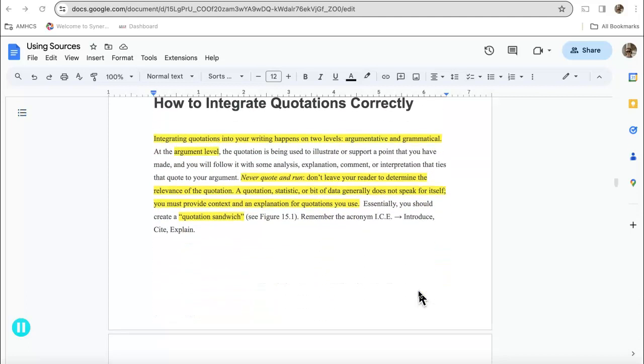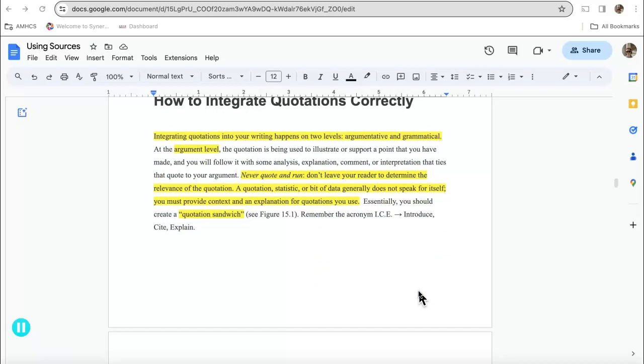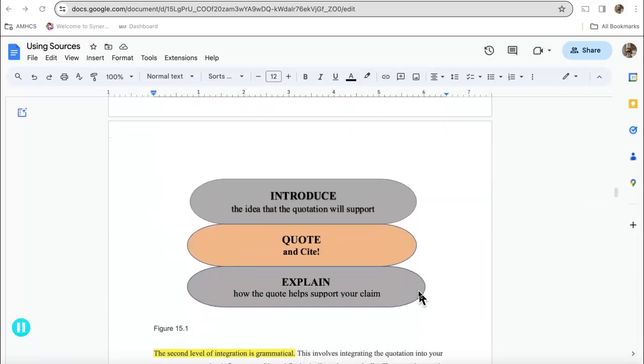Now, you've decided, I really do need to quote. All right, how are you going to integrate quotations correctly? There's 2 levels of integrating quotations correctly. At the argument level, number 1, and number 2 at the grammatical level. So first let's talk about the argument level. All right, at the argument level, you need to create what is called here and elsewhere a quotation sandwich. So introduce, cite, explain. Here's what a quotation sandwich looks like.